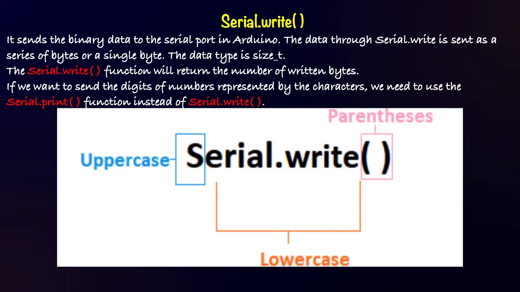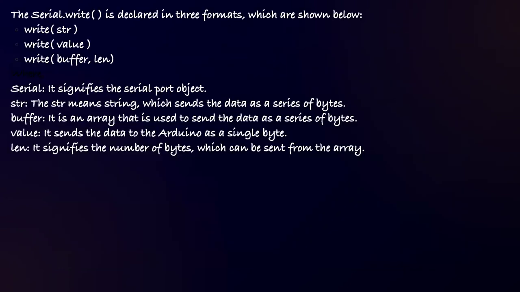If we want to send the digits of numbers represented by characters, we need to use the Serial.print function instead of Serial.write. That's the difference. The format, how to write it, is very comprehensible from the picture that I have provided. That's why I'm providing these images, to specify the format and how to write all these things.